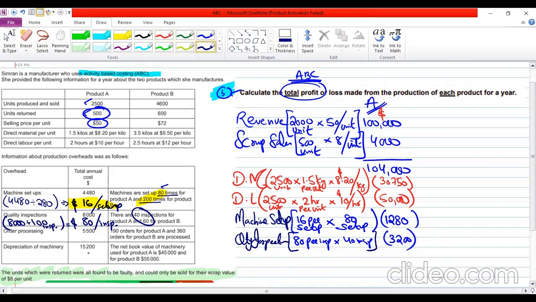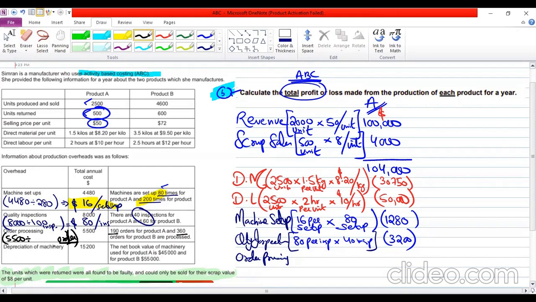No, sir. Then order processing. How to do it? The rate. 5,500 is the cost for how many orders? How many orders? 550 total orders.